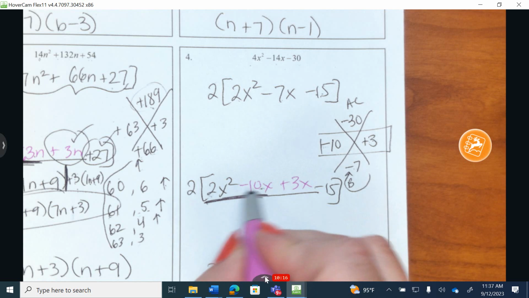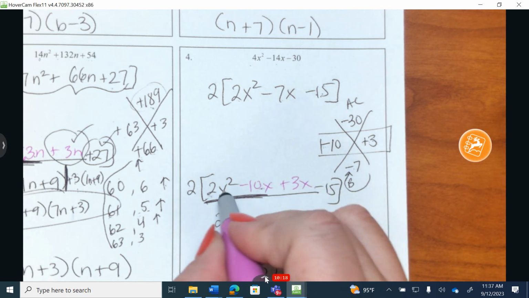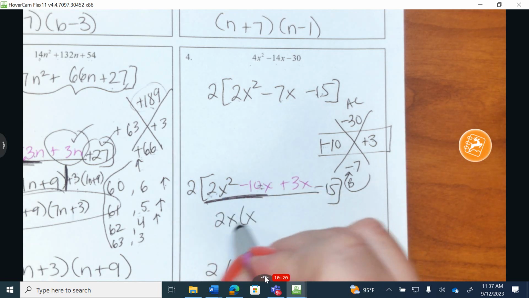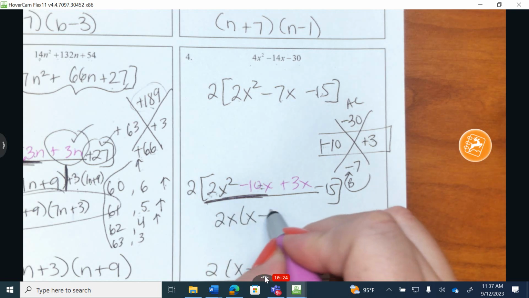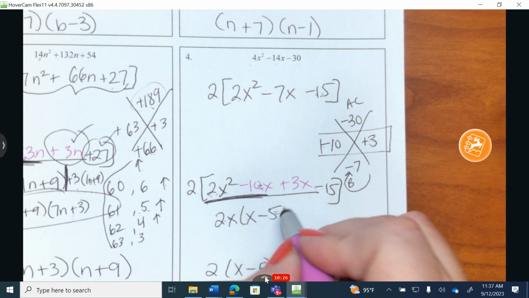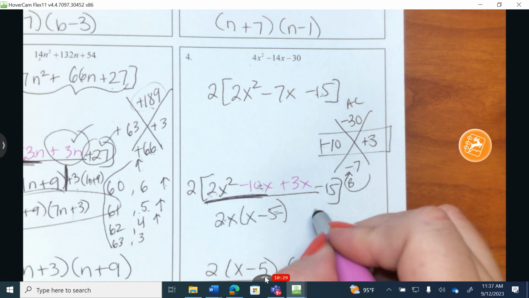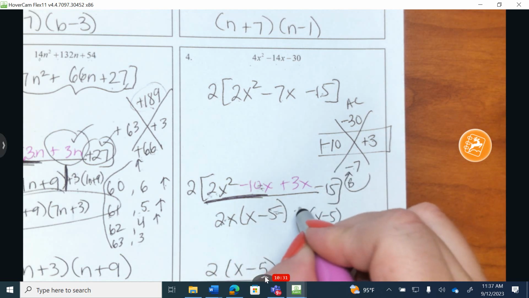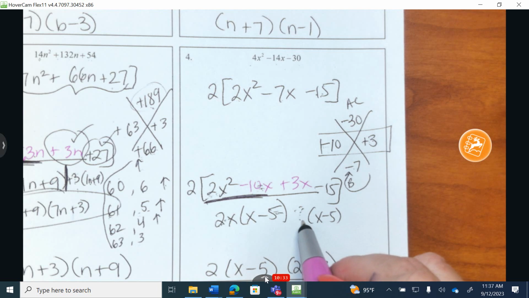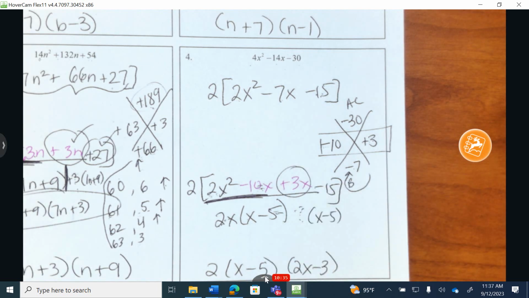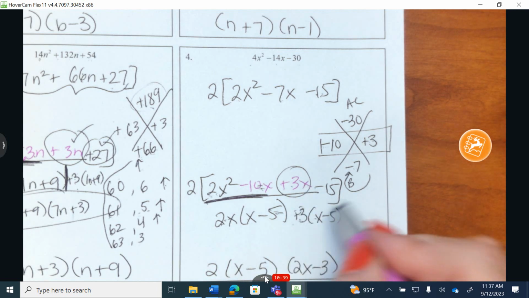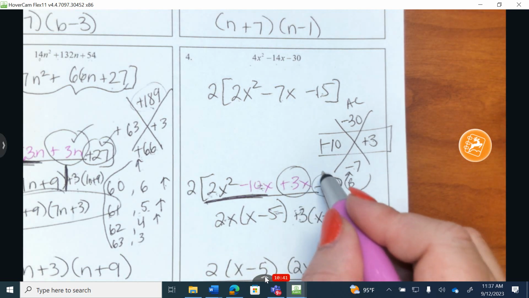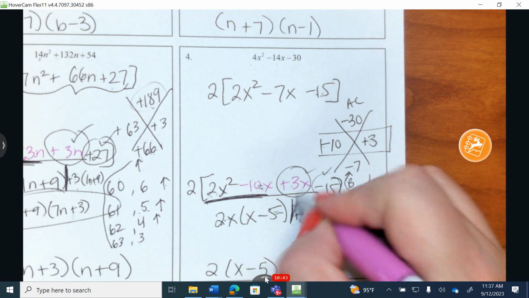What can I divide out of 2 and negative 10? A 2 and an x out of these two groups. 2 times 1 is 2, x times x is x squared. 2 times negative 5 is negative 10, and we have the x. I'm going to write the x minus 5 in back. What quantity times x gives us a positive 3x? A positive 3. We can distribute to get a positive 3, and 3 times negative 5 is in fact negative 15.